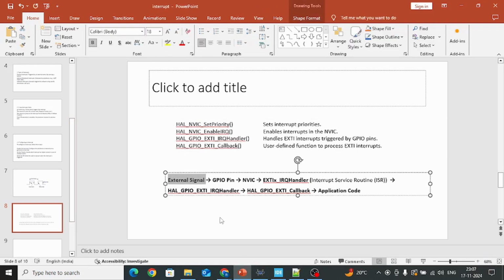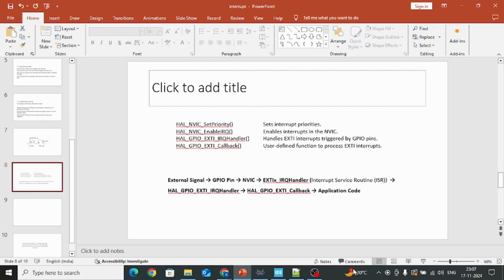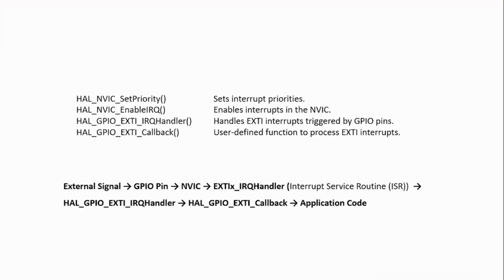Upon generating an external interrupt on a GPIO pin, your NVIC will handle this flow. It will call this interrupt subroutine, this function. This function has the function GPIO external IRQ handler. This function will automatically call the user-defined callback function, and in the callback function we wrote our application code to turn on and turn off the pin number 11 LED, right? So this is all about GPIO based interrupts.